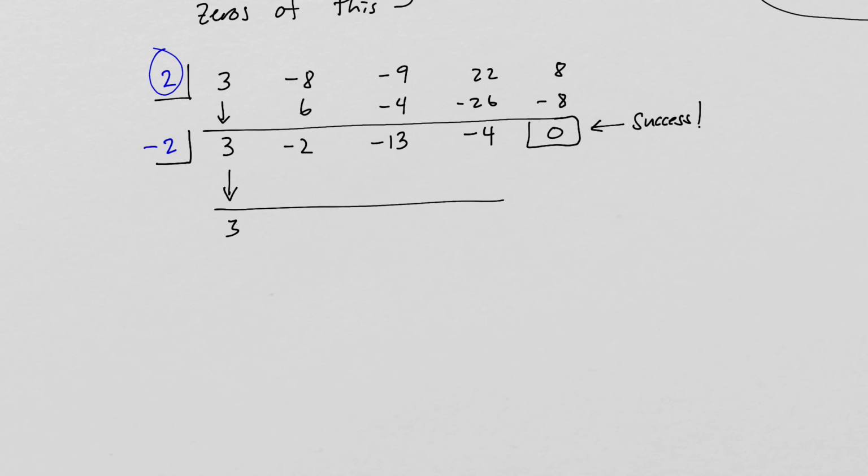Let's try negative 2. Negative 2 times 3 is negative 6, which gives us negative 8. Negative 2 times negative 8 is positive 16, which gives us 3. And negative 2 times 3 is negative 6, which gives us negative 10. So that also did not work because we did not get 0. So from here, you could try a number like 4 or negative 4.